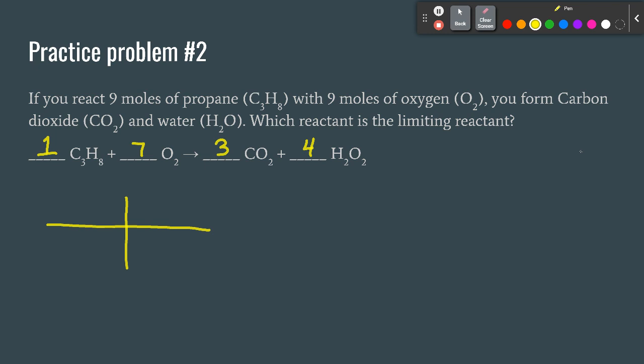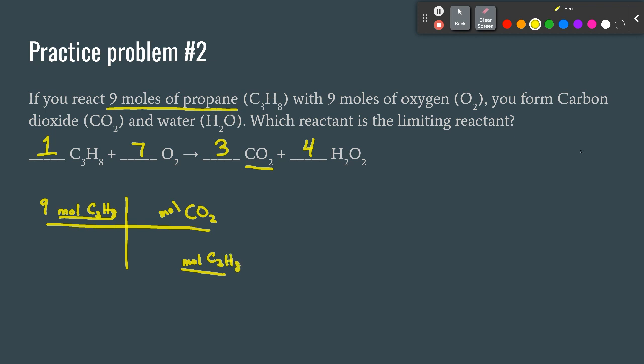C3H8. It says in the question 9 moles of propane. So I'm going to start with 9 moles of C3H8. I'm going to solve for carbon dioxide. You can solve for the other product and still get the same answer. But I'm going to solve for carbon dioxide, and I'm looking for moles. Whatever I have here must also go in the bottom right, so this will also be moles of C3H8.